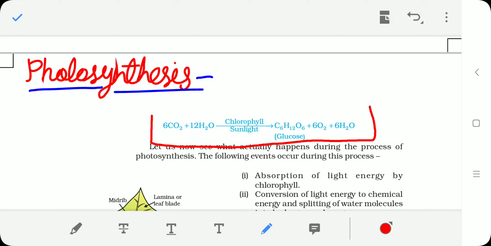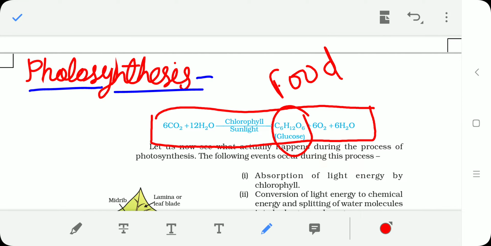Here in this equation it is clear that the reactants are CO2 and water. Here this arrow has chlorophyll and sunlight. The plants make glucose, this is food. Mainly plants first make simple food, that is glucose.